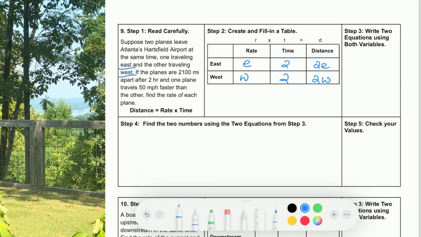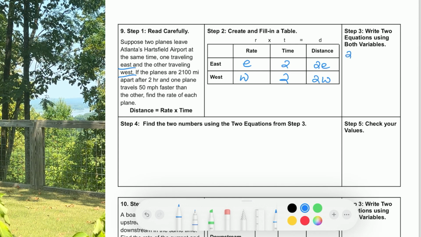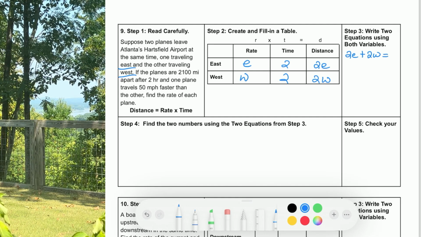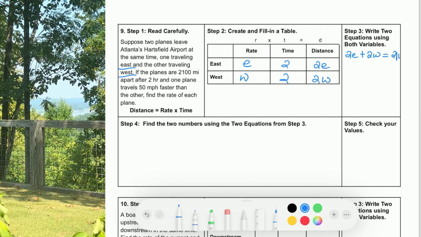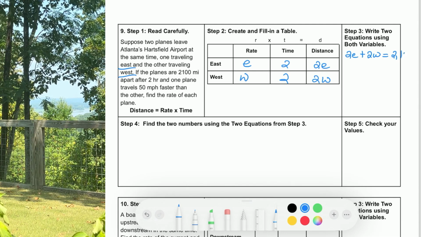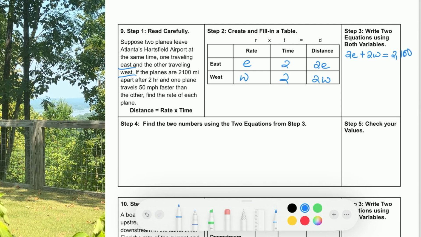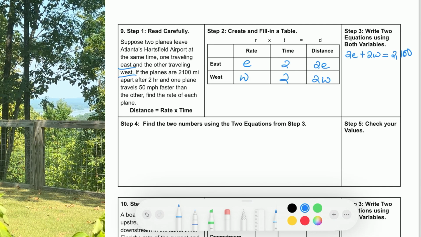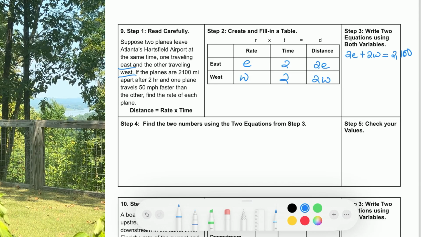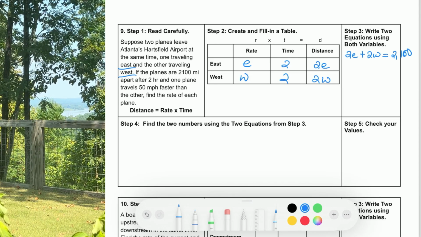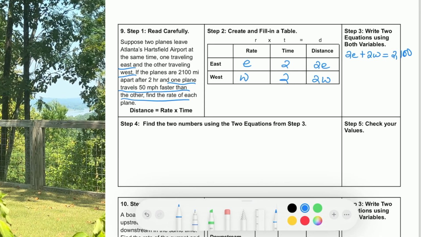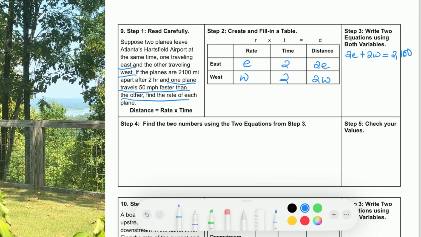Now, for our first equation, we have 2E plus 2W gives us that total distance of 2,100. Let me rewrite that. 2,100. Okay, we just don't know how far each of them have gone. We just know they've gone a total of 2,100 on our distance. Now, how do we get our second one? Our second equation has to do with this part right here, where it says one plane travels 50 miles per hour faster than the other one.